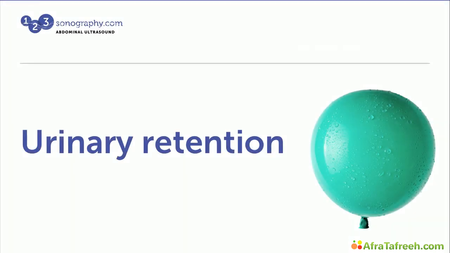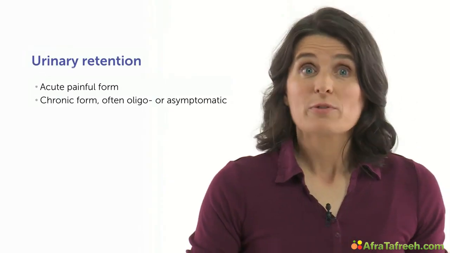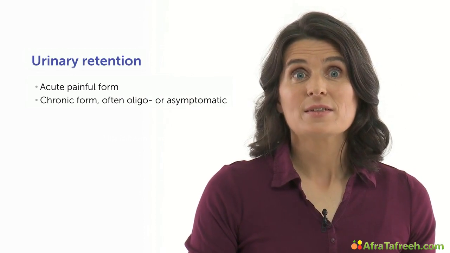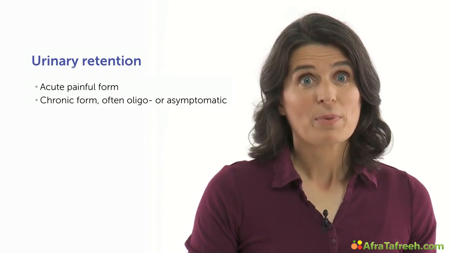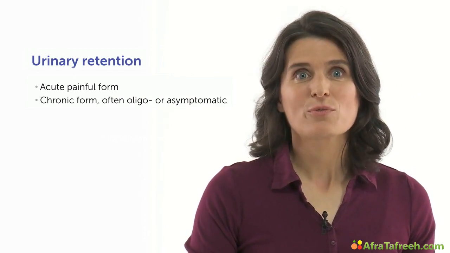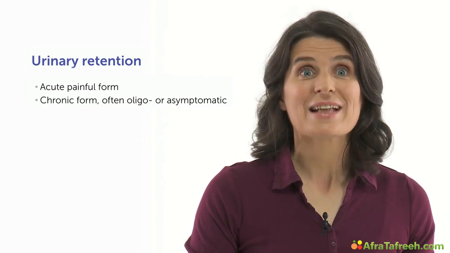In this chapter, we will introduce to you some of the most common pathologies of the urinary bladder we possibly encounter in everyday routine. We start with urinary retention. Urinary retention is easily detected in its acute and painful form, but there's also a chronic form, which often shows no or just slight symptoms.